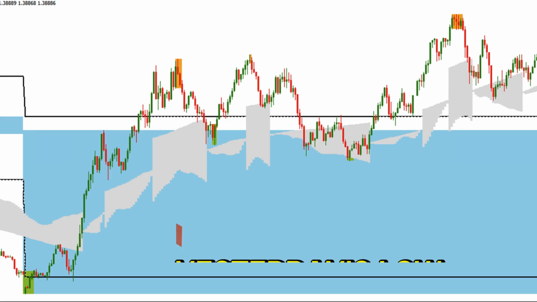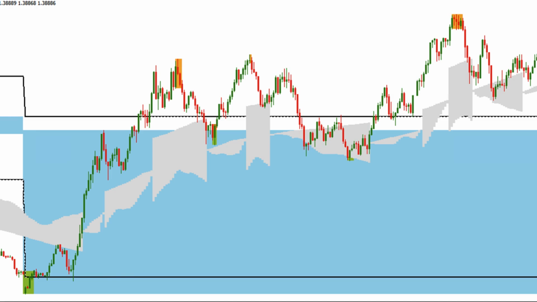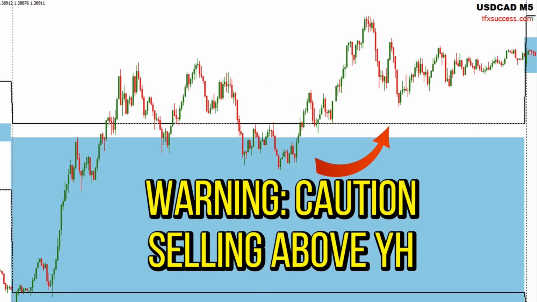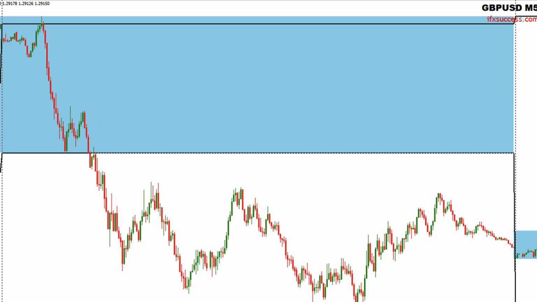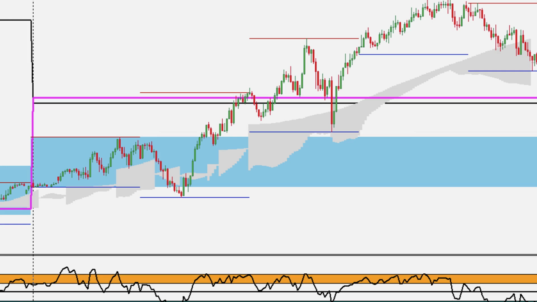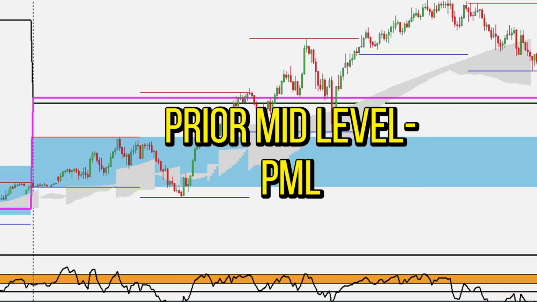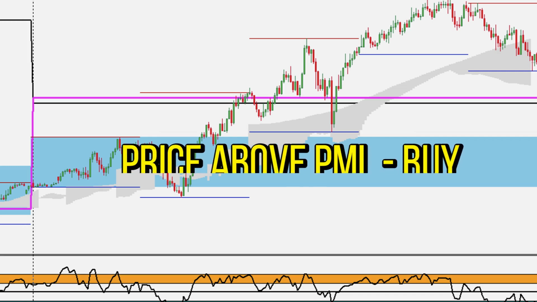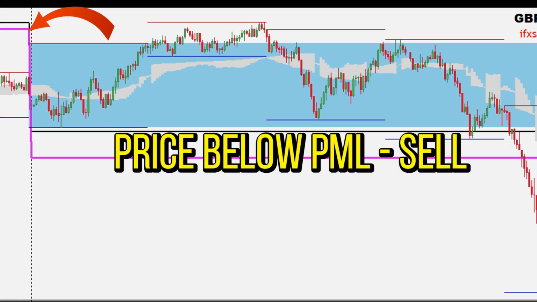Moving on to yesterday's high and yesterday's low, these are key levels acting as dynamic support and resistance. Be cautious, selling above yesterday's high or buying below yesterday's low carries additional risk, so always analyze these areas with care. Next, we have the magenta line, which represents the prior mid-level, PML, a midpoint of the previous day's range. This is an essential trend indicator.